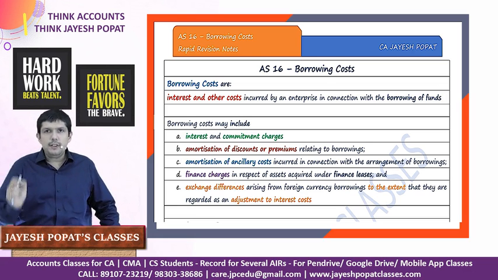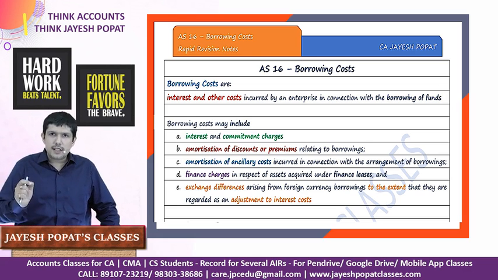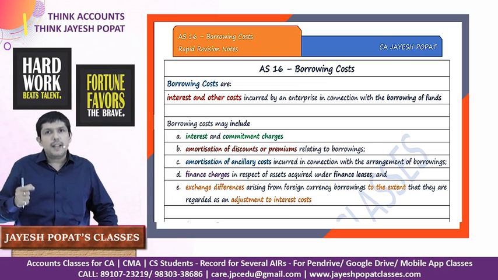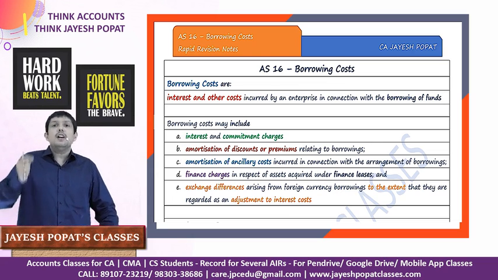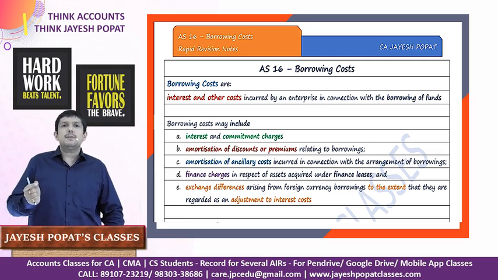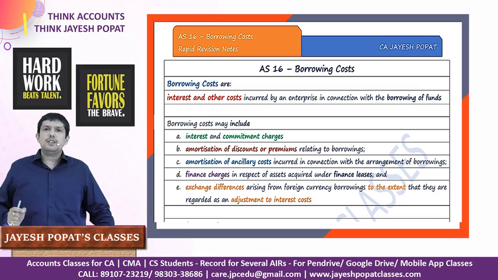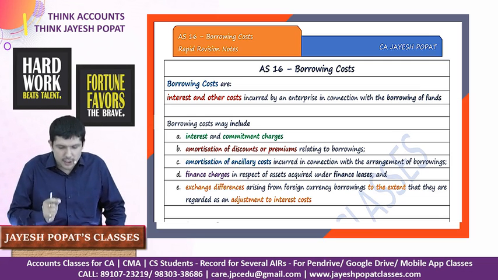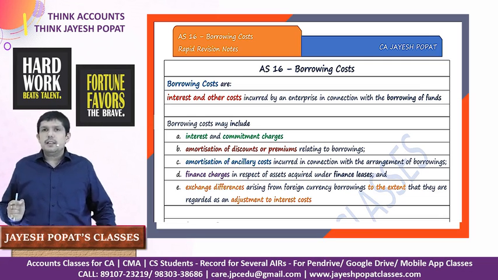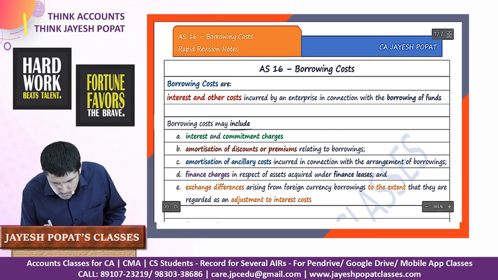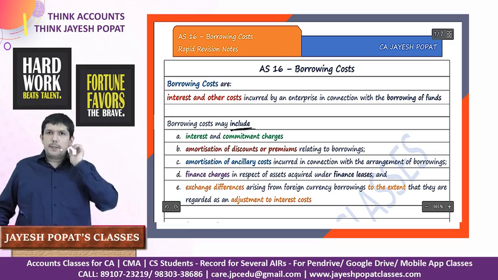All of us know about interest, and we also know that the interest expense is charged to P&L, but this standard will suggest another treatment wherein under certain circumstances we can accumulate the interest expense or the borrowing cost with the cost of certain assets. So let us look at the definition of borrowing cost. Borrowing costs are interest and other costs incurred by an enterprise in relation to borrowing of funds. Borrowing cost may also include interest and commitment charges.